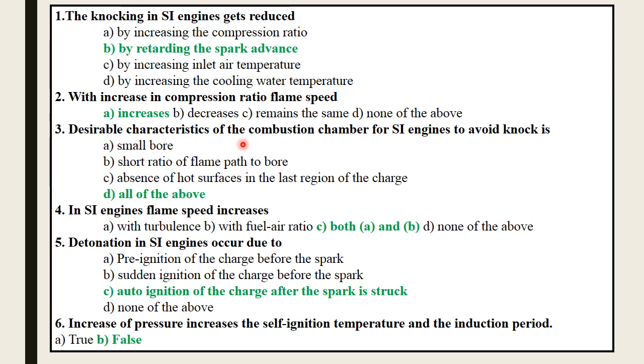And let's discuss the third. Desirable characteristics of the combustion chamber for SI engines to avoid knock: small bore, short ratio of flame path to bore, absence of hot surfaces in the last region of the charge, and all of the above. The correct option is all of the above. So small bore, short ratio of flame path to bore, absence of hot surface in the last region of the charge, all these options are correct.